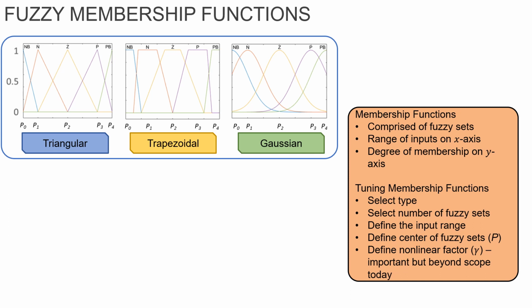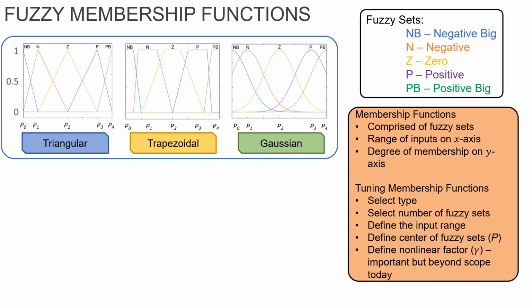We can select the number of fuzzy sets. We can define the input ranges. Then we have to make a decision based on the center of the fuzzy sets. In this case, it's shown as P2. And then we have this nonlinear variable gamma. It's important. We found it in our work to be extremely important in terms of convergence, but that's beyond the scope of our talk today.